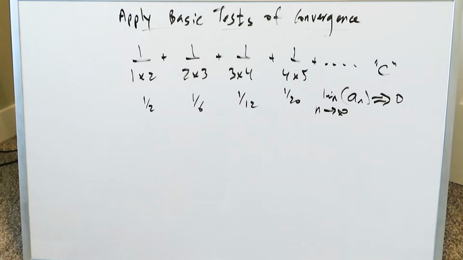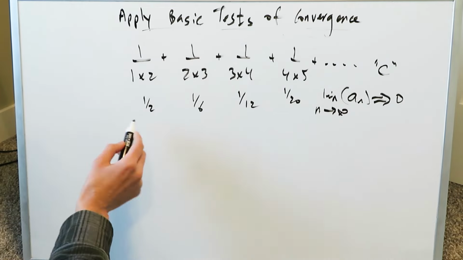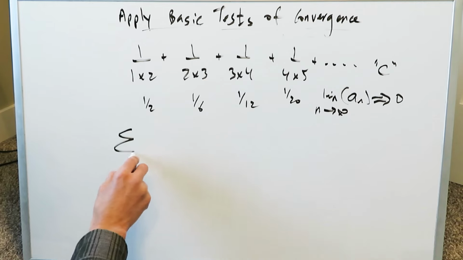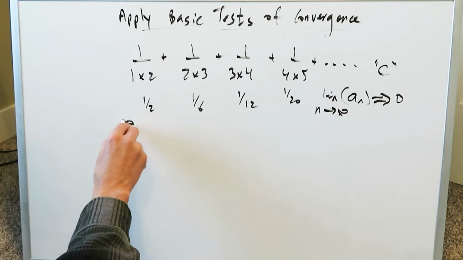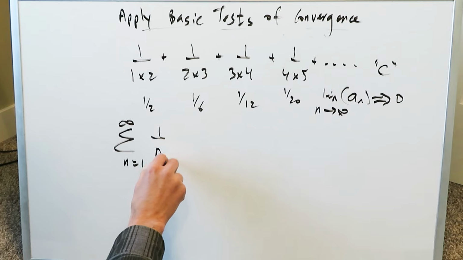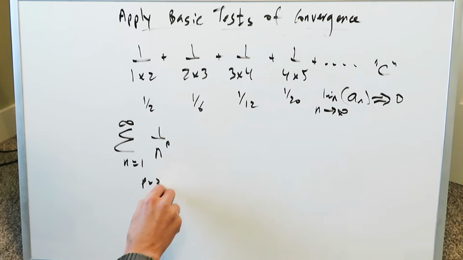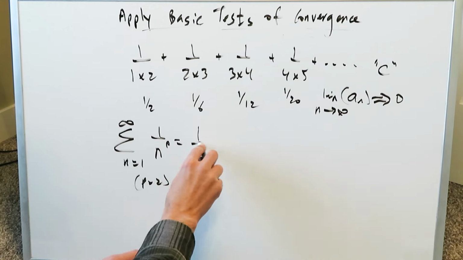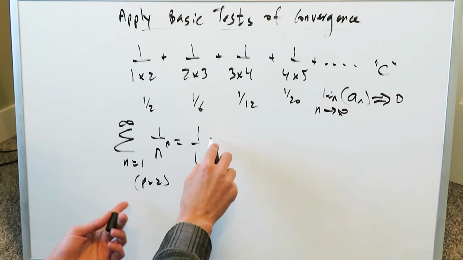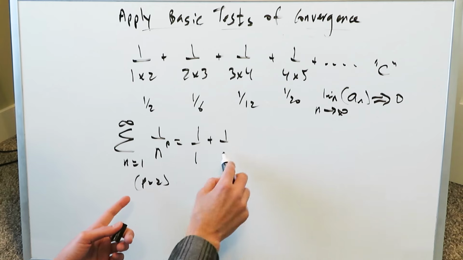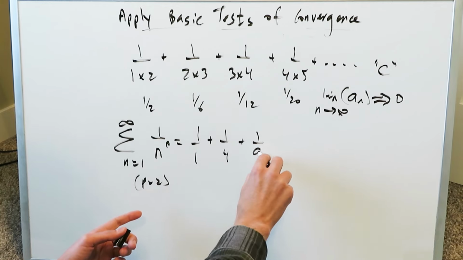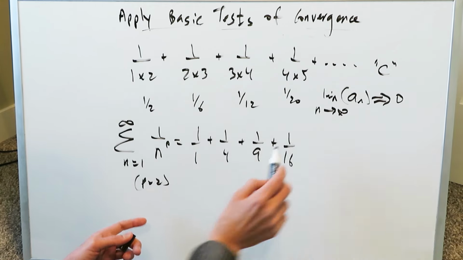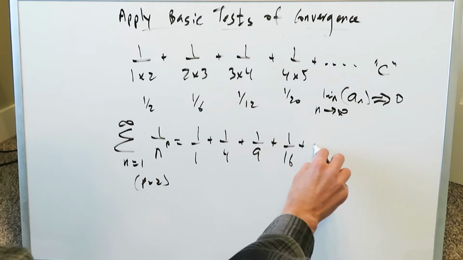But I would want to confirm that, and I can confirm that with a comparison test. And again, you can never be wrong with utilizing something like this: 1 over n to the power of p, where p is equal to 2. When you open it up, you have 1 over 1 squared, which is 1 over 1, 1 over 2 squared, which is 4, 1 over 3 squared, which is 9, 1 over 4 squared, 1 over 16, and onwards, as you see.